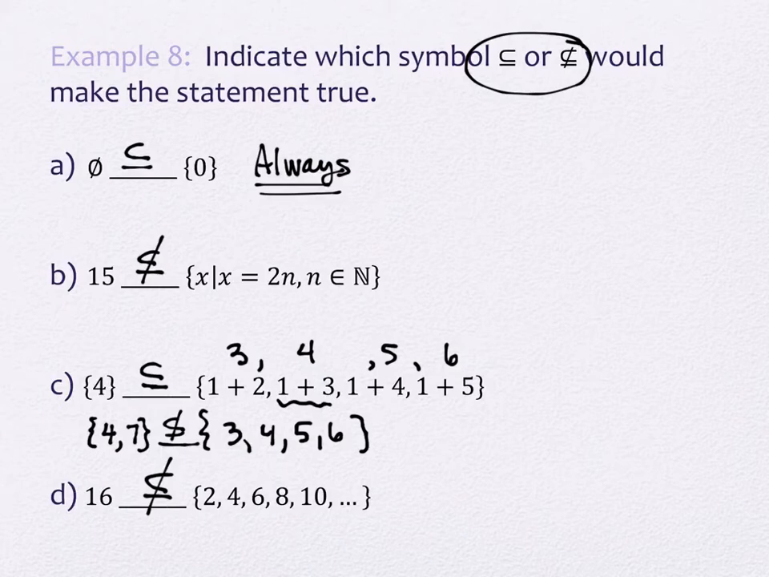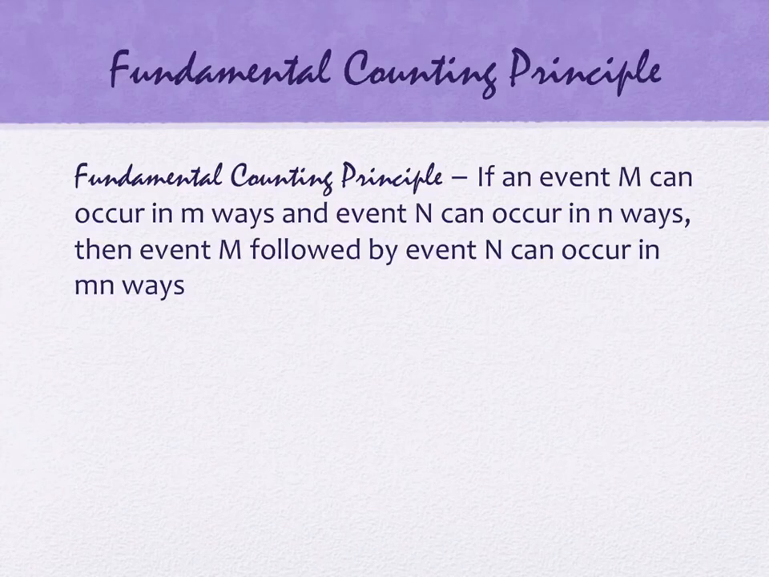All right, let's take a look at a very cool principle that you've seen used before. You've used it, whether you realized you were doing this or not. It's called the fundamental principle of counting, or the fundamental counting principle in your book. If you have an event M, and it can occur in little m ways, and you have an event N that can occur in little n ways, then event M followed by event N can occur in m times n ways.